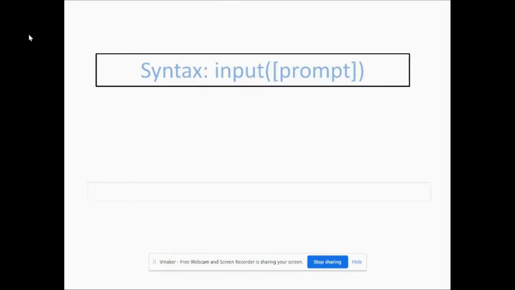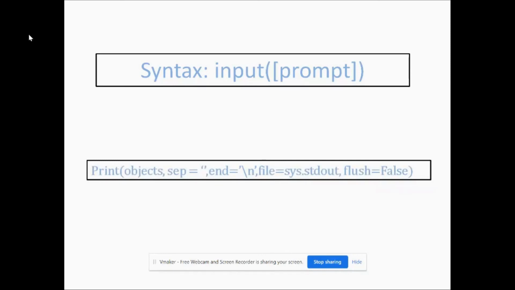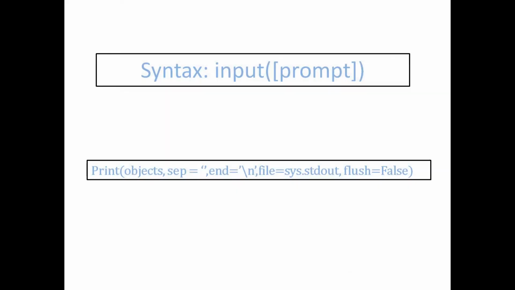Syntax for print. The object is any value to be printed. sep is used to separate the values; the default is a space. end specifies what to print at the end; the default is a new line. file is the object where the value is to be printed; the default is sys.stdout, the screen. flush default is False. Separator, end, file, and flush are all optional.